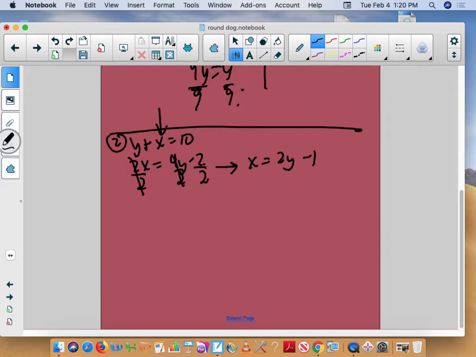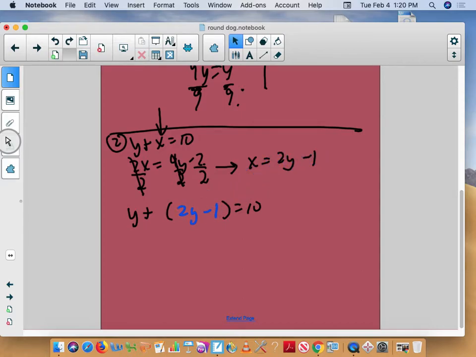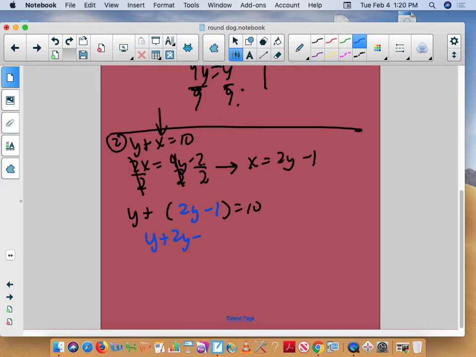Yes. And then I fill that into the other equation. Y plus x equals 10. X is 2y minus 1. It's called substitution for a reason. All right, that gives me y plus 2y minus 1 equals 10. So I have 3y minus 1 equals 10. Add 1, 11, and I get 3y equals 11. And so y is 11 divided by 3, which is not much fun, but it is.